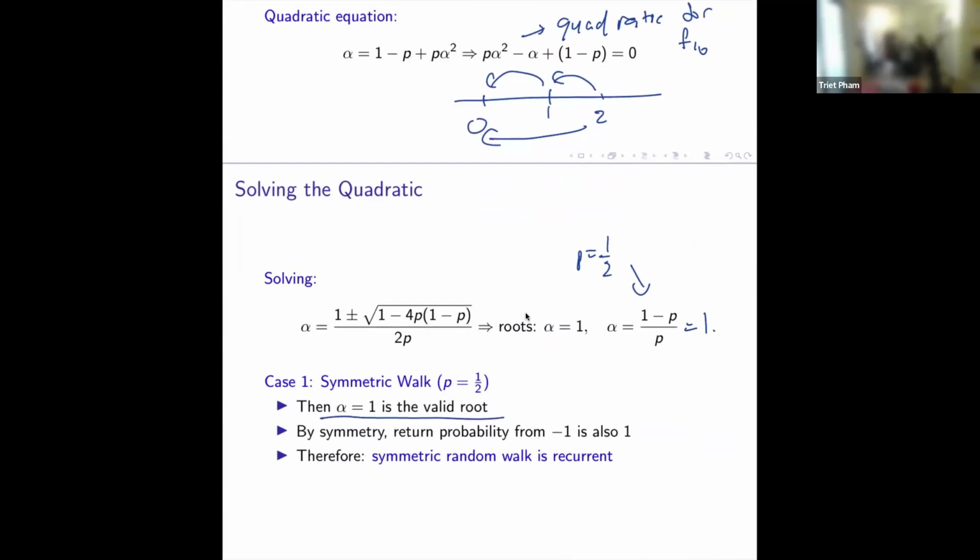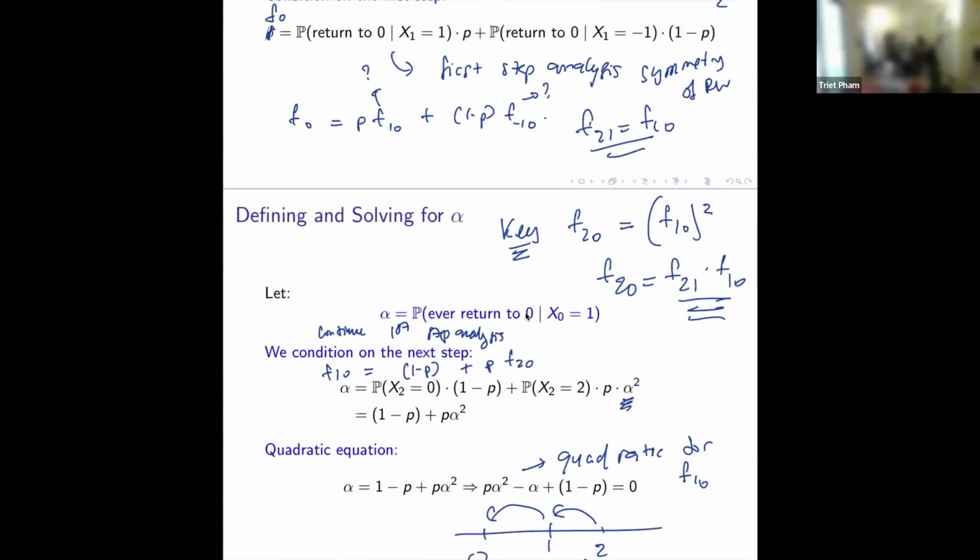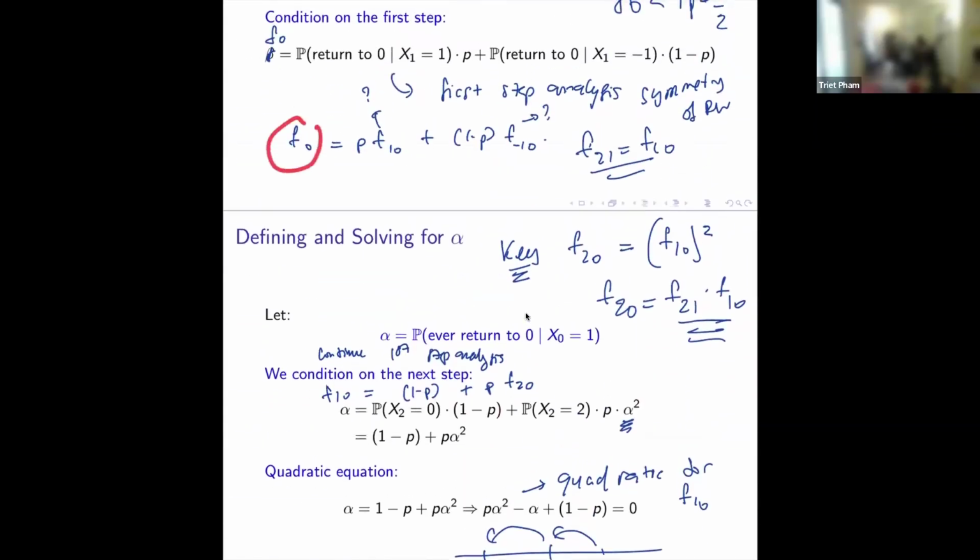But already, that actually is a good sign. Because what does it say? If p equals 1/2, then this is 1, which makes sense. You're guaranteed to return to 0 from 1, and you're guaranteed to return to 0 from -1. So, of course, you're guaranteed to return to 0 from 0. Is this okay?